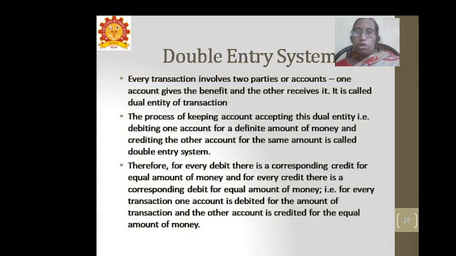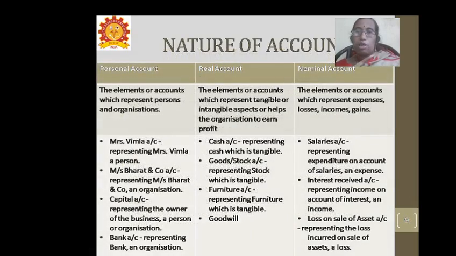Before going to the double entry system, we have the three rules of accounting. Already we stated the personal, real and the nominal. For the personal account, the rule is debit the giver and credit the receiver. For the real account, debit what comes in, credit what goes out. And for the nominal account, the rule is debit all expenses and losses and credit all incomes and gains.